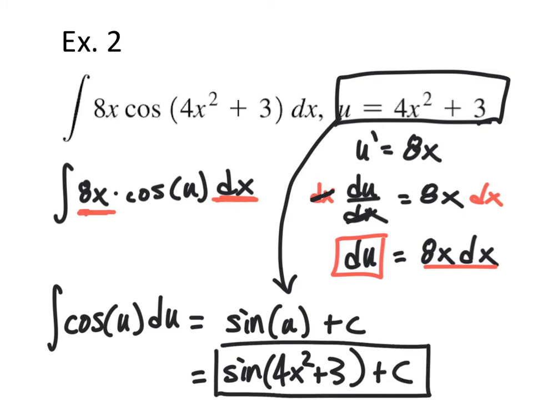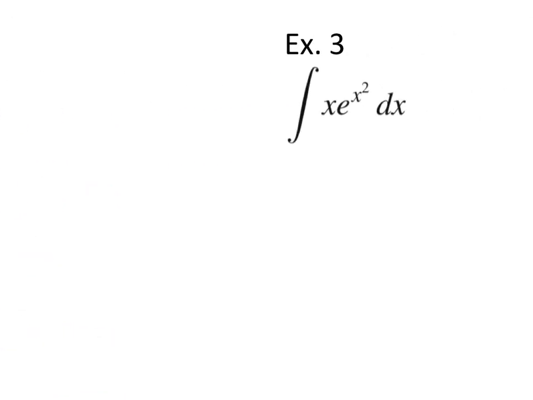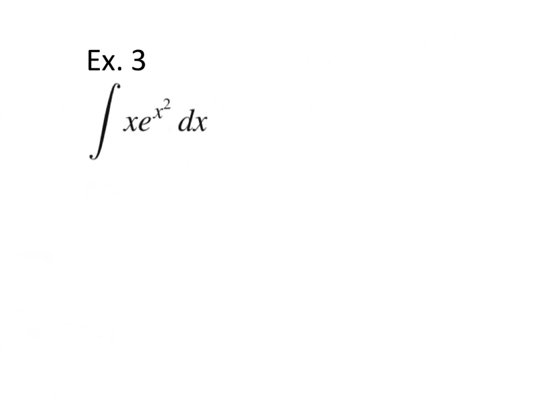Let's take a look at example number 3. So I've got the integral of x times e to the x squared dx. Now we need to figure out what our u is. In this example, they don't explicitly tell us what it is, so we have to figure it out.